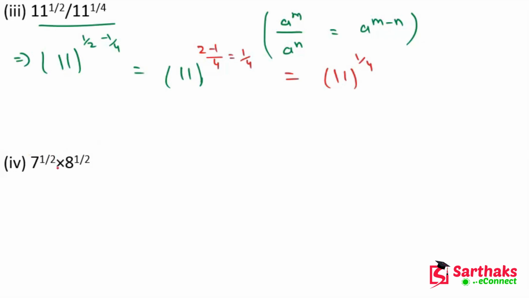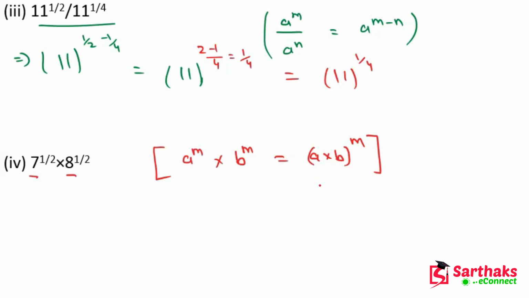So now, my dear friends, the next question is 7 raised to power 1 upon 2 and 8 raised to power 1 upon 2. This is the case where we have a raised to power m into b raised to power m, meaning the bases are different but the power is the same. So we get a into b whole raised to power m. This is the law of exponents.